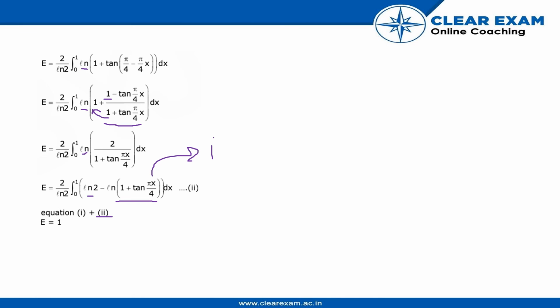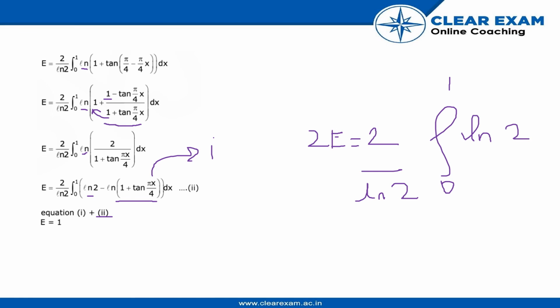If we add both these equations, we get 2e equals 2 by ln 2 integral of 0 to 1 ln 2, because this term gets cancelled by using the first equation. So we get this, and if we look over here, ln 2 is a constant, so it comes out of the integration. This ln 2 and this ln 2 get cancelled. This does not carry now, and 2e equals 2, which means e equals 1. Thank you.